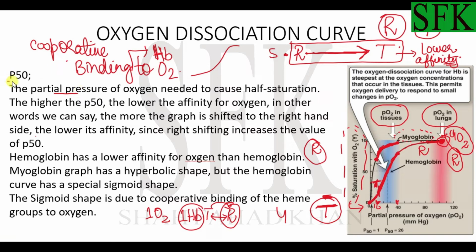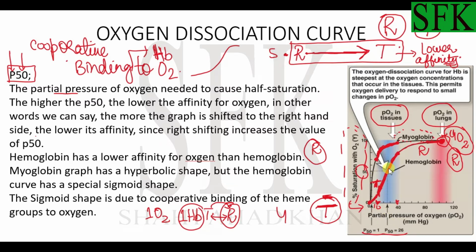Now what is this P50? P means pressure and 50 means half. Okay, so the partial pressure of oxygen which is required to saturate hemoglobin or myoglobin by 50% is known as P50. Okay, so P50 is the partial pressure of oxygen needed to saturate the hemoglobin or the myoglobin by 50%. When half of the hemoglobin gets saturated, that pressure is P50.